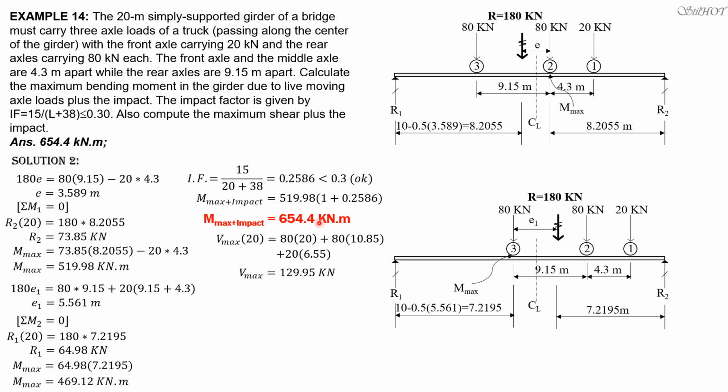So with impact, you multiply this by 1.2586. So the maximum shear plus the impact is equal to 163.56 kilonewtons. So that's the solution to example 14.